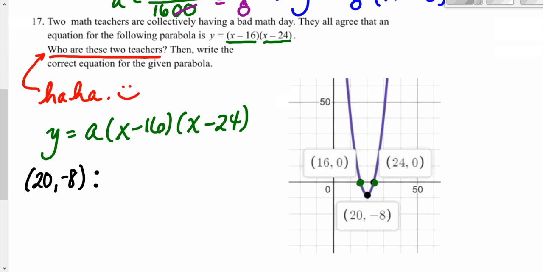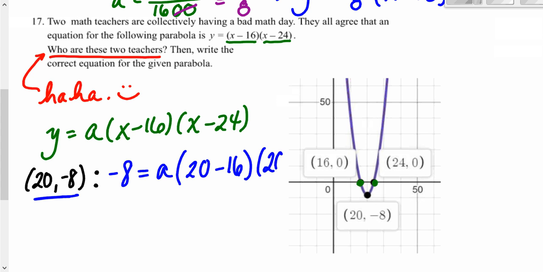So we're going to do something similar to the last question. We're going to plug in the other point that we have in order to find a. So we're going to write our value of y from this point. We're going to plug in 20 for the x's that are in the equation. And then we're going to do our algebra from there.